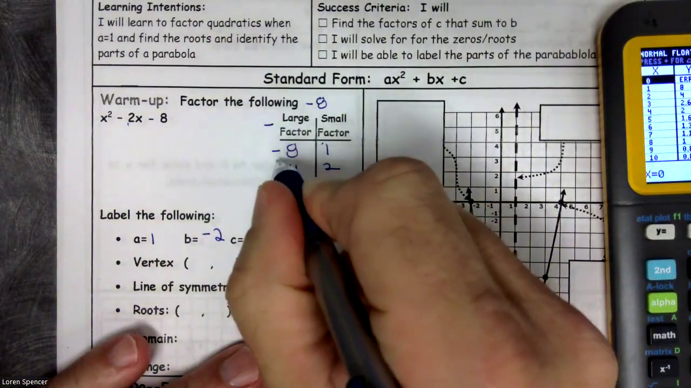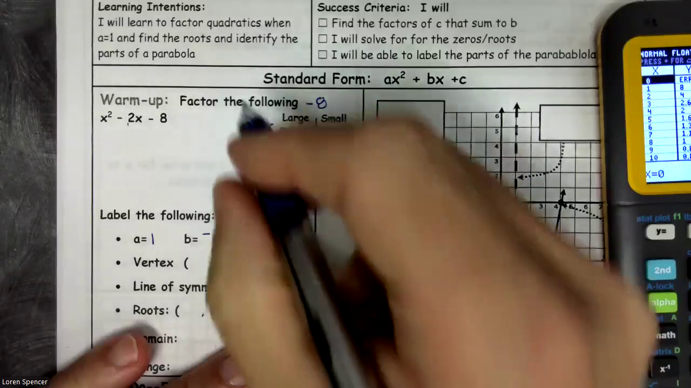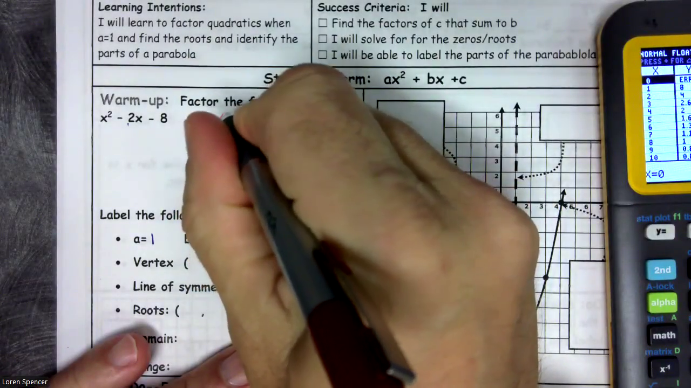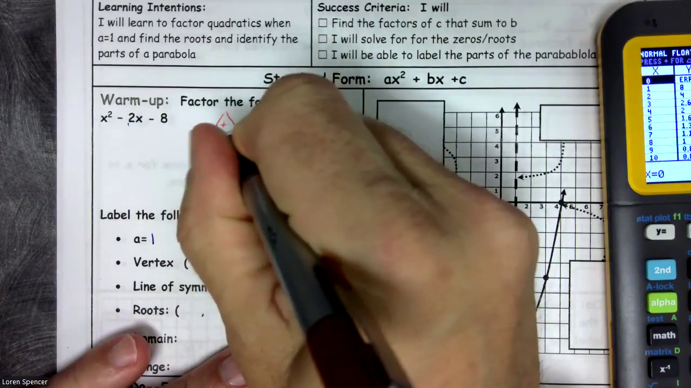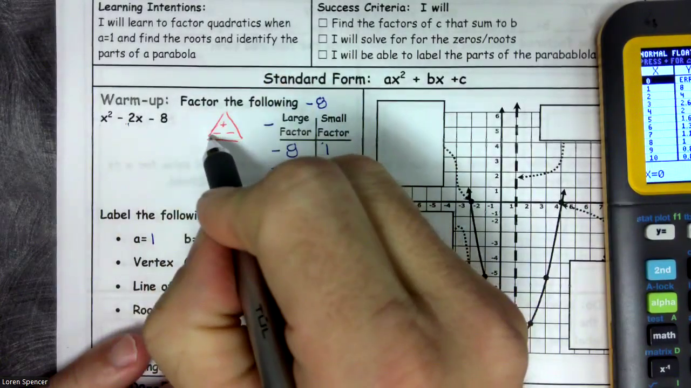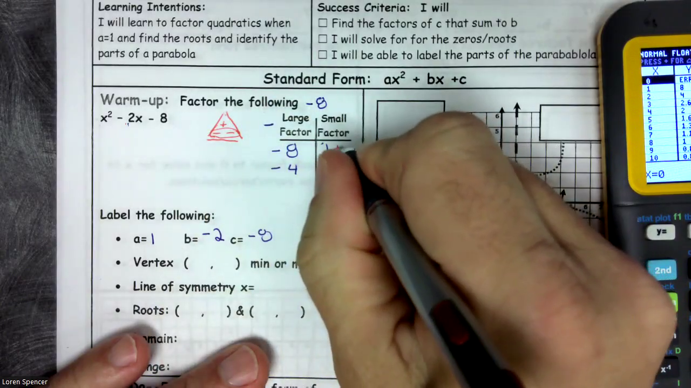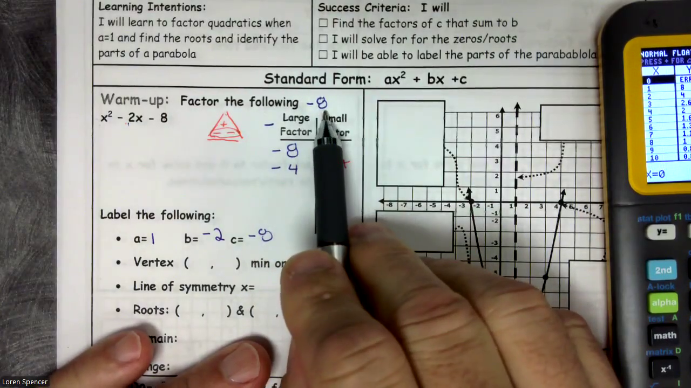Well, we know the large factor is negative. To determine what the small factor is, I need to use the triangle. The triangle says we have a negative, and so what's left? A positive, so we know the small factor is positive. So we found the factors that made up -8.